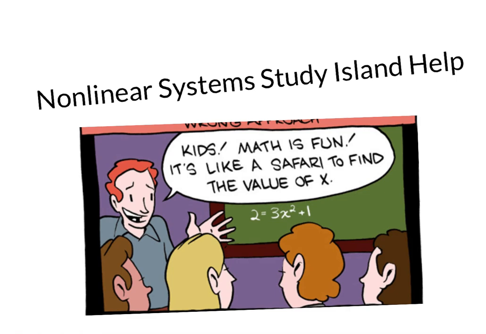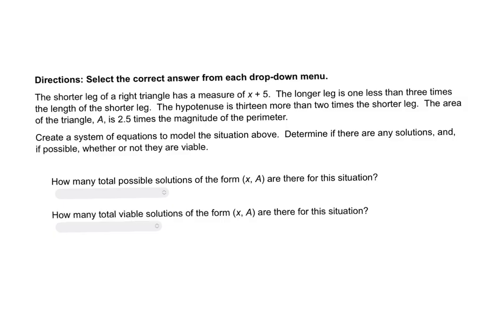As we're working through Nonlinear Systems Study Island, just a couple of quick things to help you through writing some of the equations to help find the solution to the system. So our first example is the shorter leg of a right triangle has a measure of x plus 5. The longer leg is 1 less than 3 times the length of the shorter leg. The hypotenuse is 13 more than 2 times the shorter leg. The area of the triangle A is 2.5 times the magnitude of the perimeter.